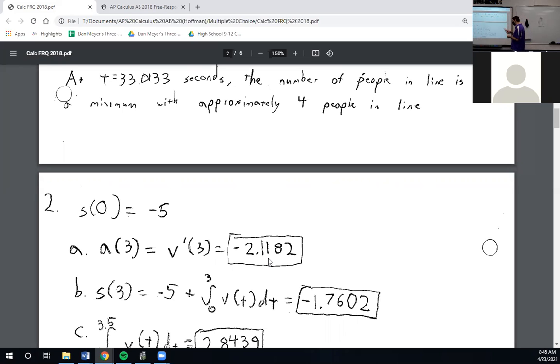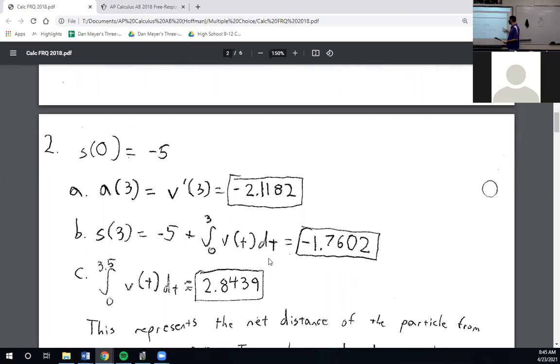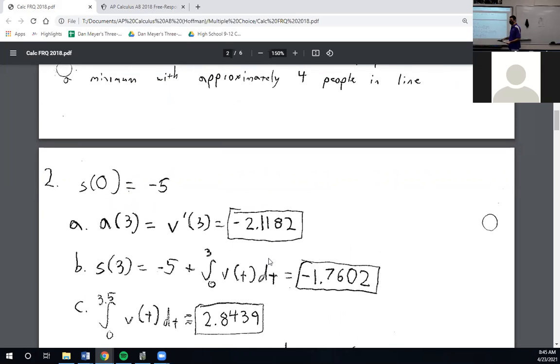Evaluate the integral from 0 to 3.5 of v of t and of the absolute value of v of t, which you just get out of the calculator. They tell you exactly what to put in the calculator, so put it in the calculator and get out what they are. And then interpret the meaning in the context of the problem. Make sure you're including the context of the problem.